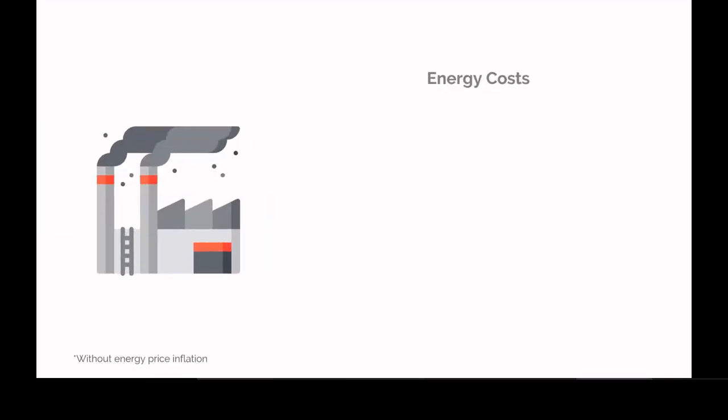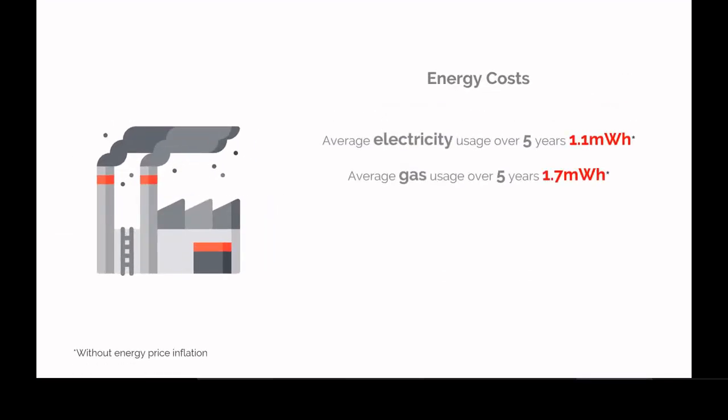Some other information that was available was the electricity over a 5-year period roughly averages about 1.1 megawatt hours of energy in relation to electricity, and about 1.7 megawatt hours in gas. That's over a 5-year period, without any energy price inflation. It's more of an average to be able to navigate a journey. So if we look at that in pounds, shillings and pence as a cost, on average this factory is paying 150 grand a year in electricity, and it's paying 60 grand in gas.